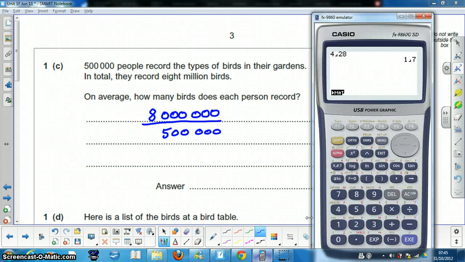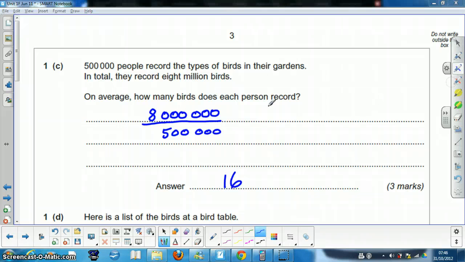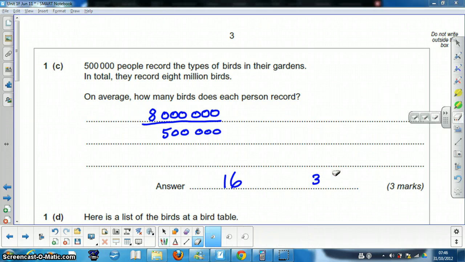As I say, it's a calculator paper, so we'll do that to do all the work. Let's just clear what we had before. So it's 8 and then 6 zeros, because it's 8 million, divided by 500. 1, 2, 3. Execute. And here's our answer, 16. It's important you show the calculation. If you messed up here, you would gain some marks for working. So that's 3 marks.